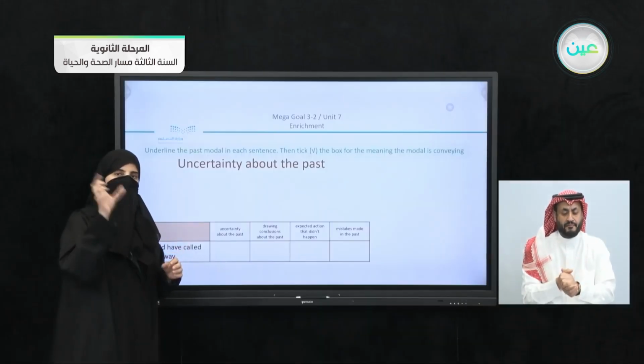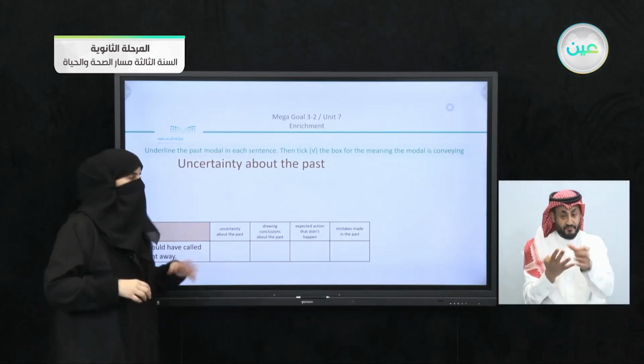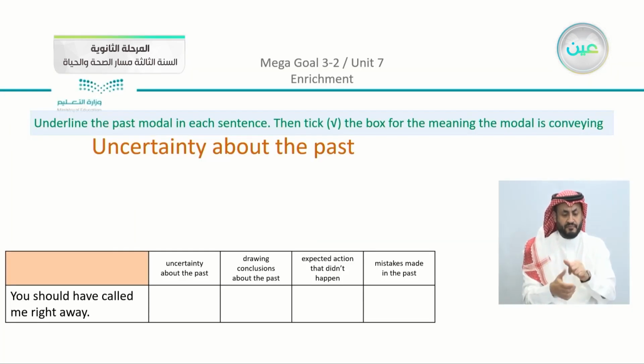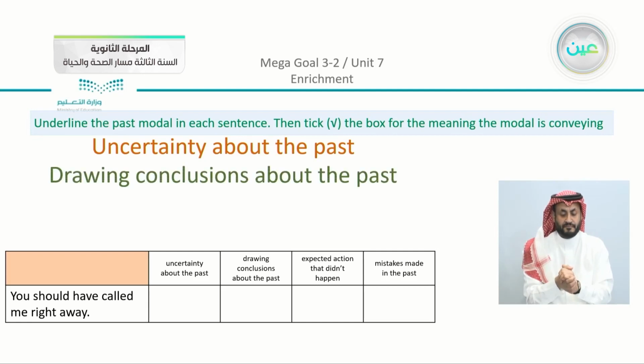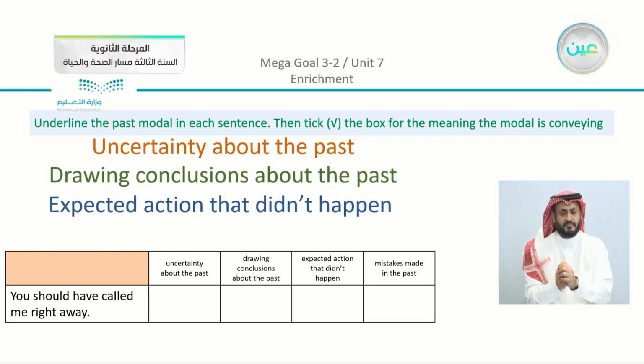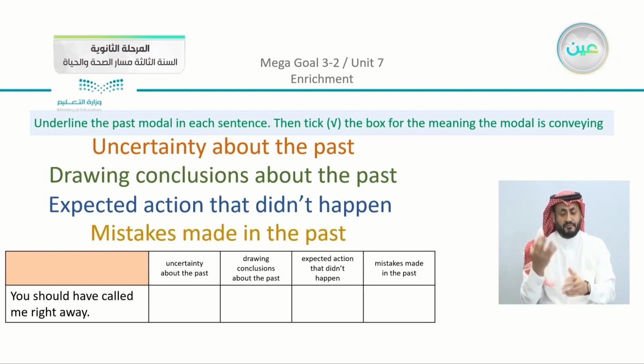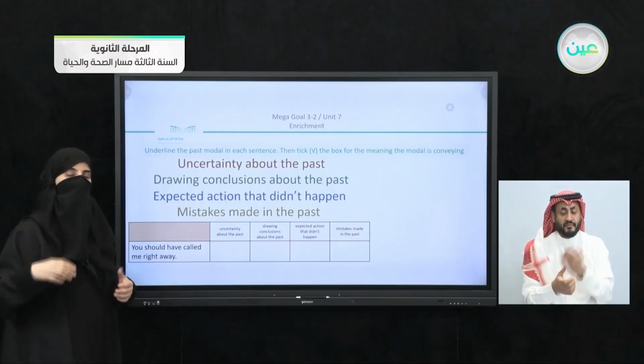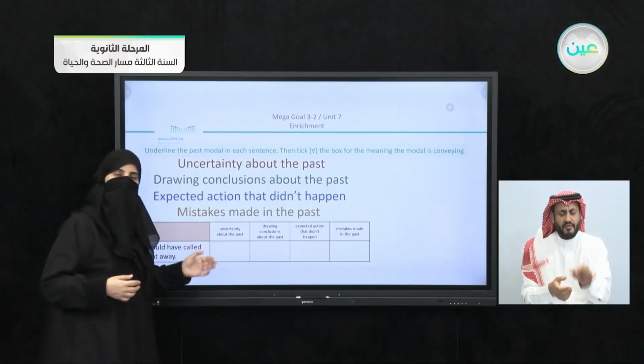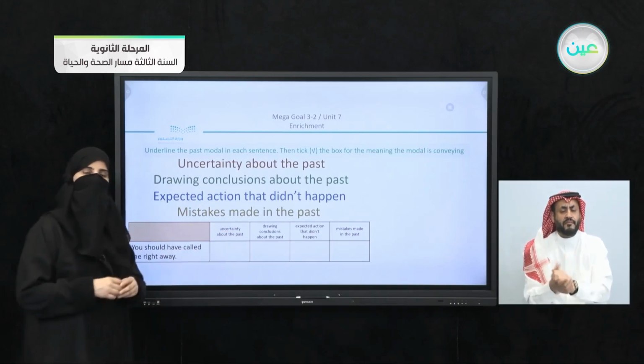Now, before we start, I want you just to take a look at the box. Here, the box, there are 4 columns. In the first one, we have uncertainty about the past. We are not certain about the past, which we just mentioned before. Also, drawing conclusions about the past. The third column, expected action that didn't happen. And the fourth and last, mistakes made in the past. So what are we going to do? We are going to read the sentence and decide which meaning is conveyed in the sentence.